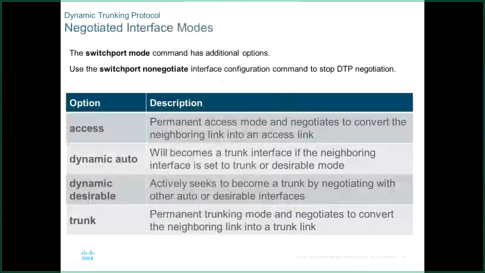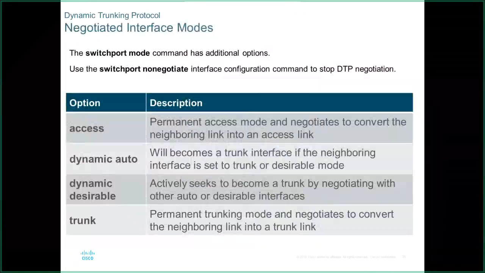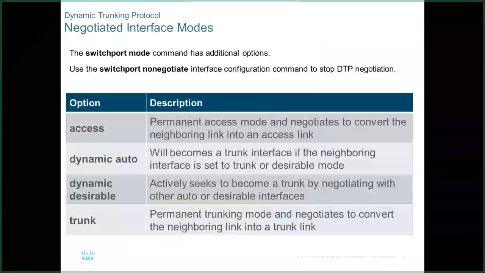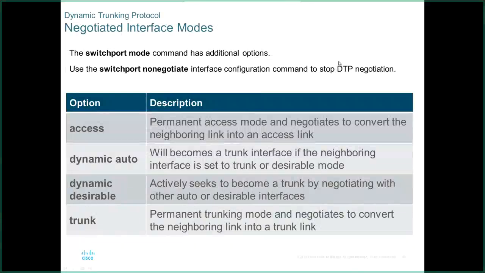So what are the elements? Access, dynamic auto, dynamic desirable, and trunk. So if we say switchport nonegotiate, we're going to turn off the trunking protocol. If we say access in the option of switchport mode, we're putting it into permanent access mode.